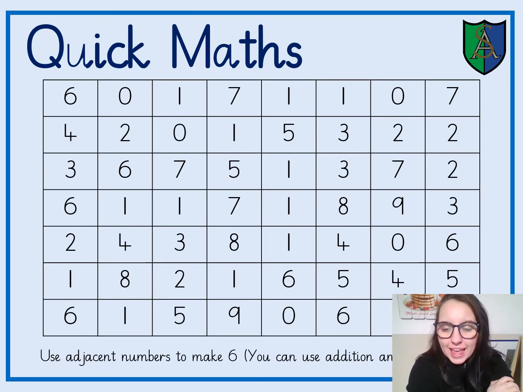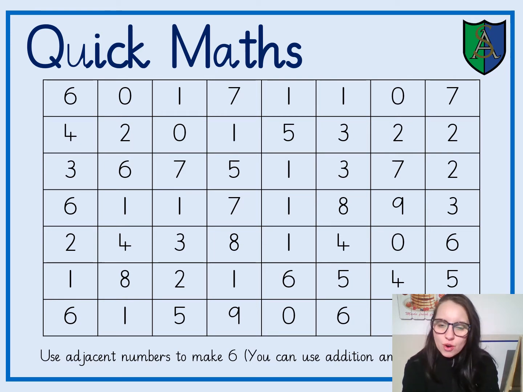What I would like you to do for the first part of your lesson is practice your quick maths or your arithmetic skills. So, as we've been doing all week, I want you to make a certain number by using some of the numbers that you can see in the grid on the screen. I would like you to make the number 6, okay? You can use addition or subtraction equations, or if you're feeling extra fancy, you might want to use some multiplication or division as well. I welcome them all. I'm sure they're all going to be very creative.